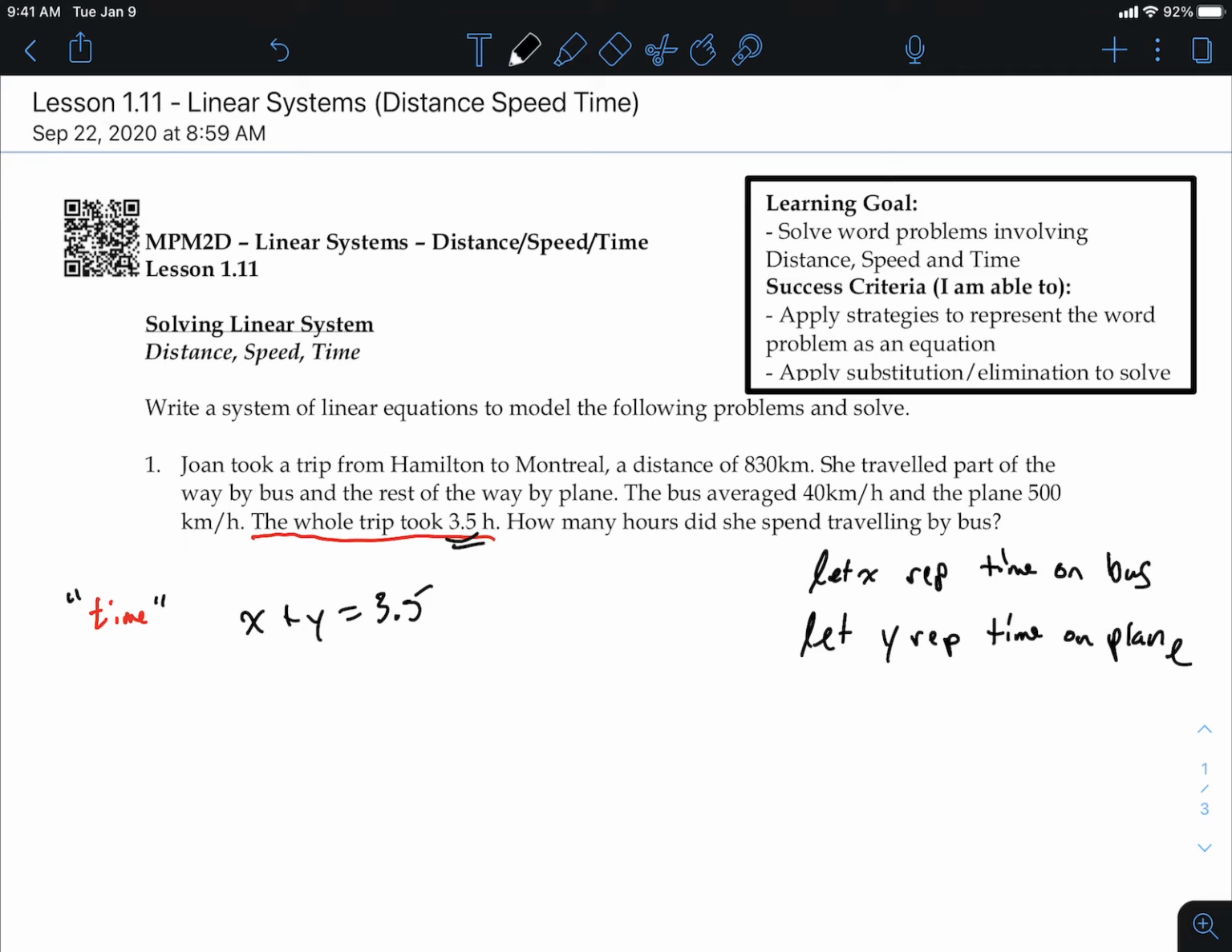The second one kind of stems out of a distance equation. Okay, so remember, each of these represents time, right? X and Y is time.